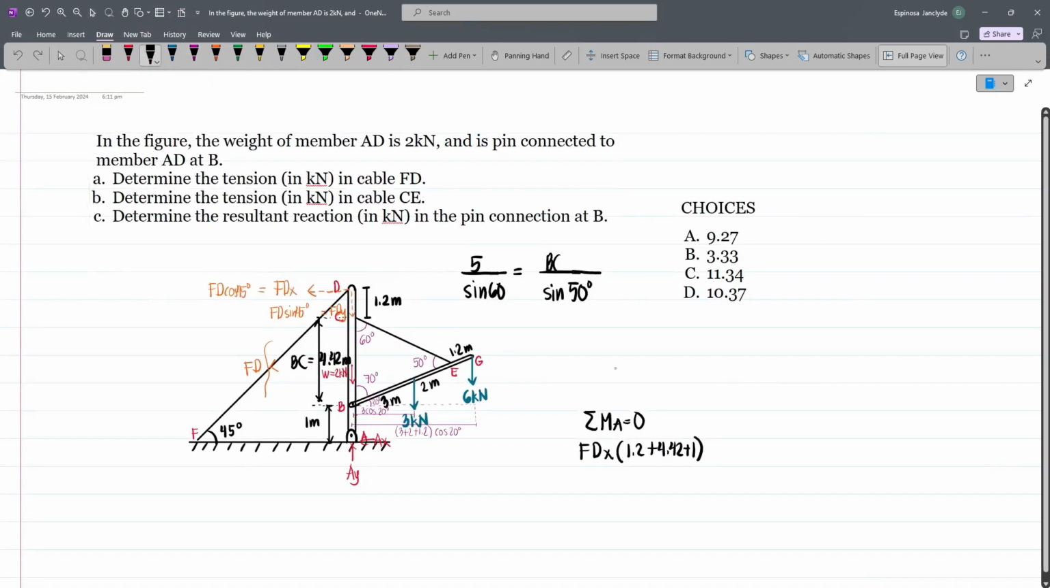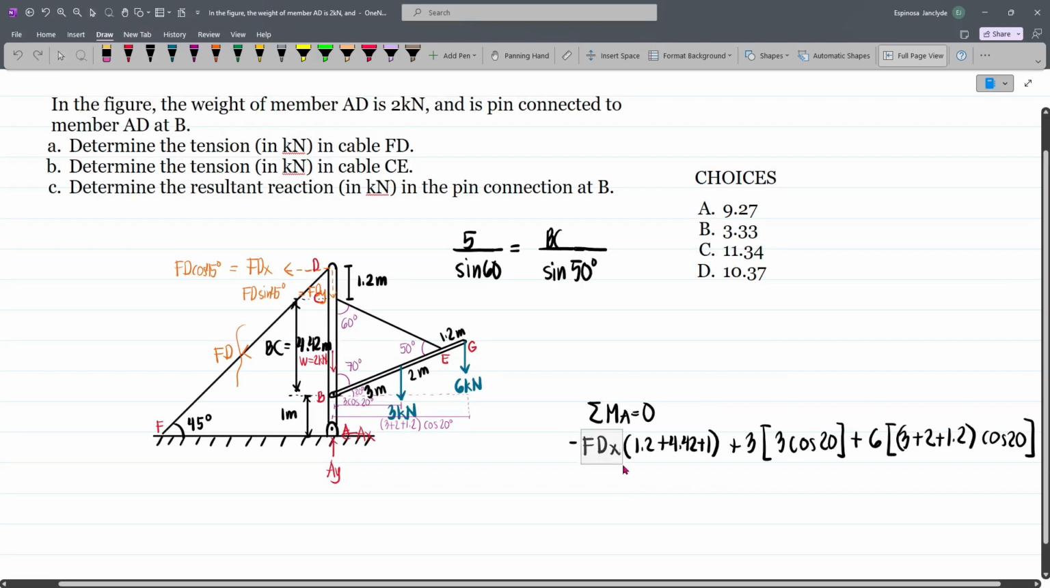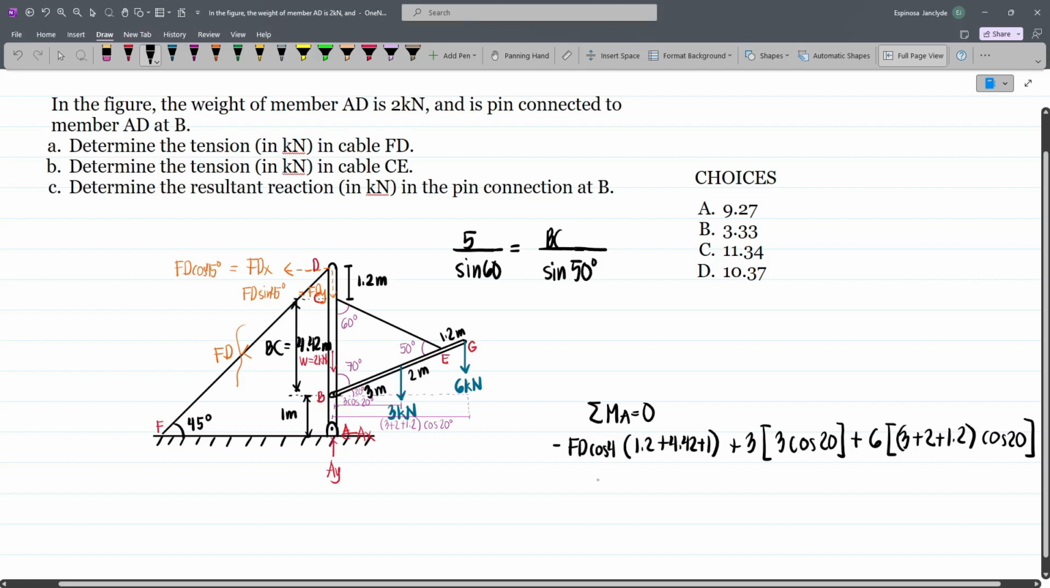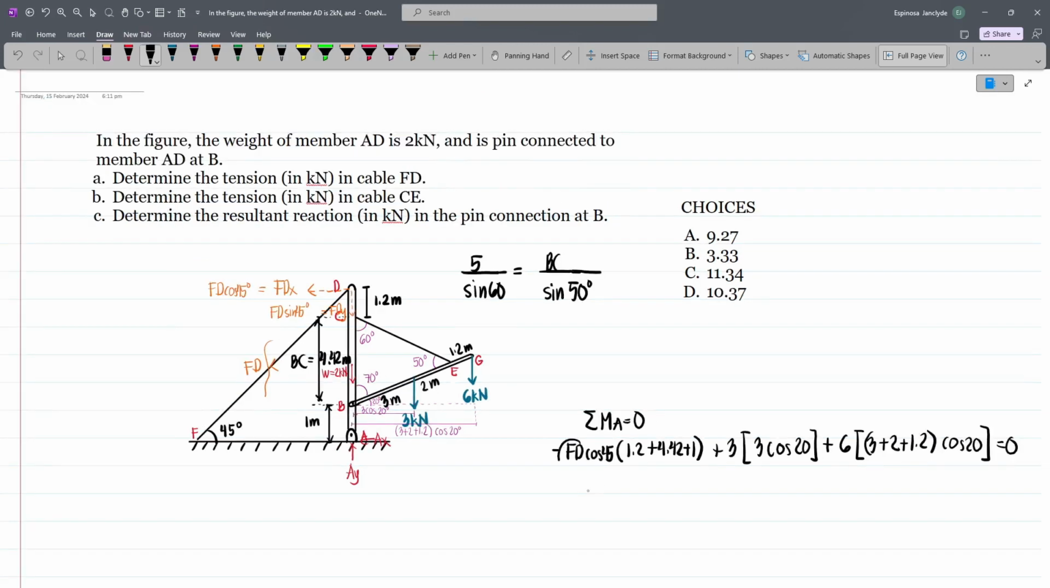And so balik tayo, we have plus 3. By the way, this is minus. Because if hahawakan natin yung A, and then we'll apply this force, our body will rotate counterclockwise. And so again, this is 3 times 3 cos 20, and then plus 6 kN times 3 plus 2 plus 1.2 cosine 20. And then this is equal to 0. I hope you agree with this. Now, itong FDX, this is just FD cos 45. And so, papalitan na lang natin. So, this is FD cos 45. And so now, masosolve na natin yung FD.